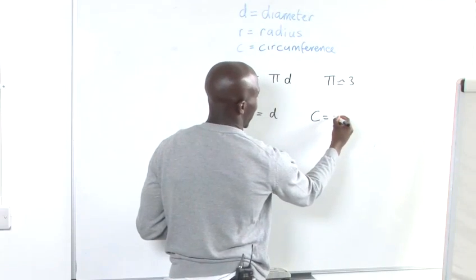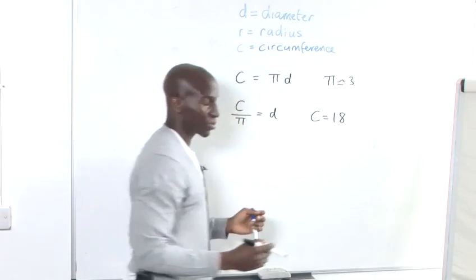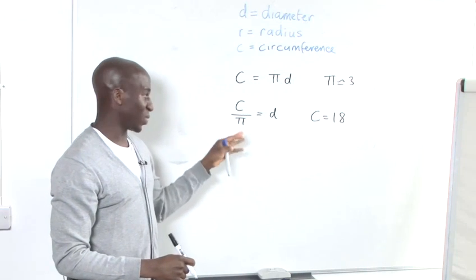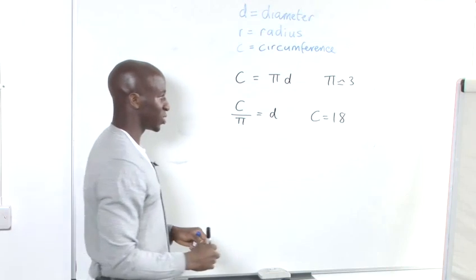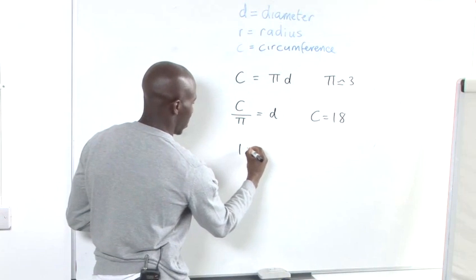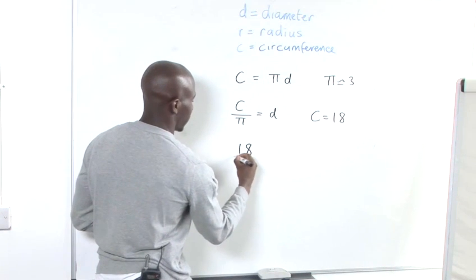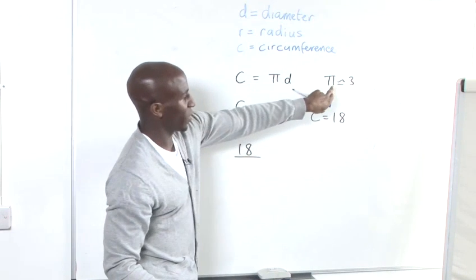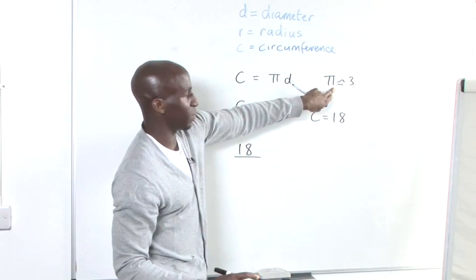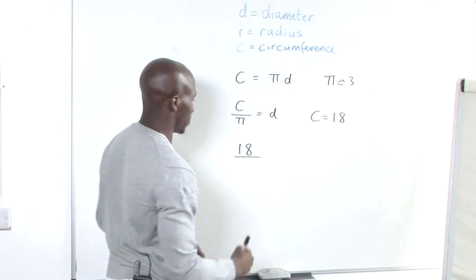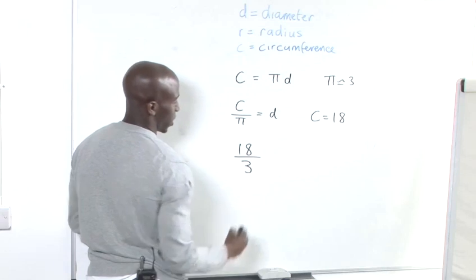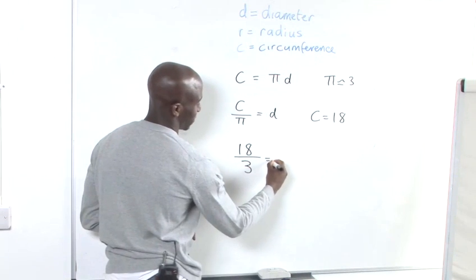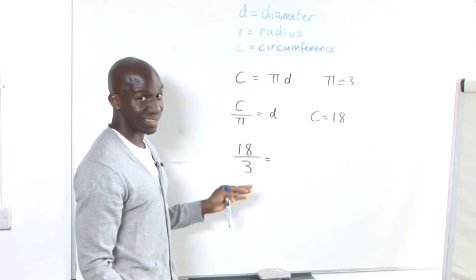So C equals 18. The next question might be, what is the diameter equal to? Now, in order to find that, we're going to need to use this equation here. So we plop in our value for C, and we need a value for pi. We've defined that here as being approximately equal to 3. So below, we've got 18 divided by 3. Now, 18 divided by 3, again, is 6 centimeters.